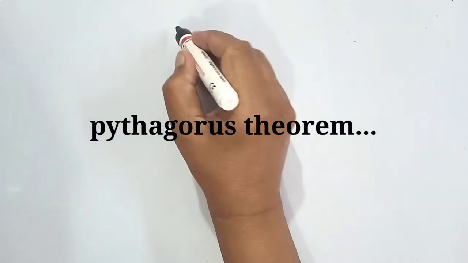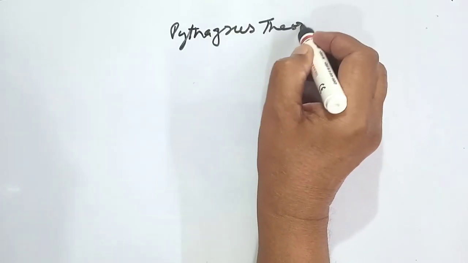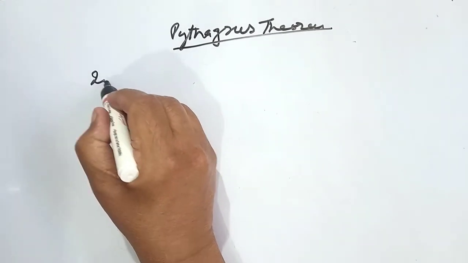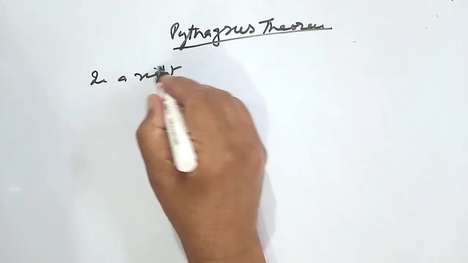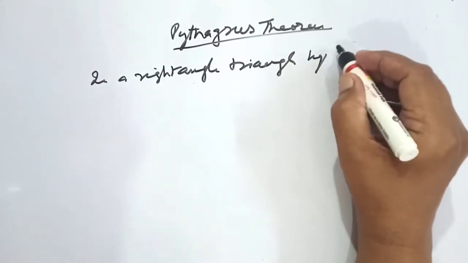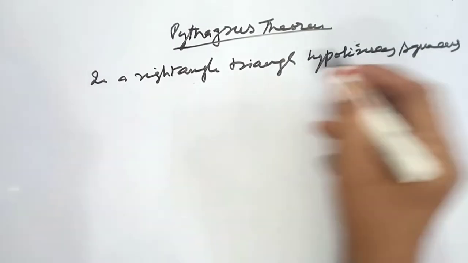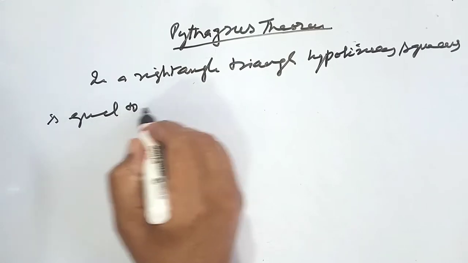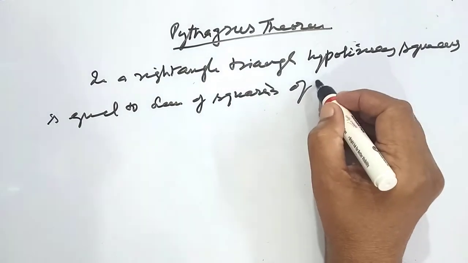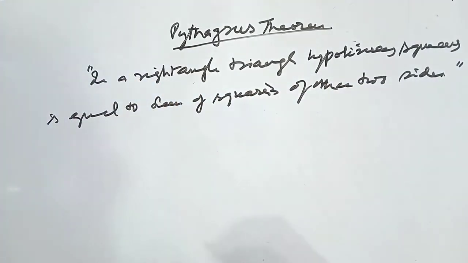We now start with Pythagoras theorem. Statement is, in the right angle triangle, hypotenuse square is equal to sum of squares of other two sides. This is the statement of Pythagoras. This is what we have to prove.